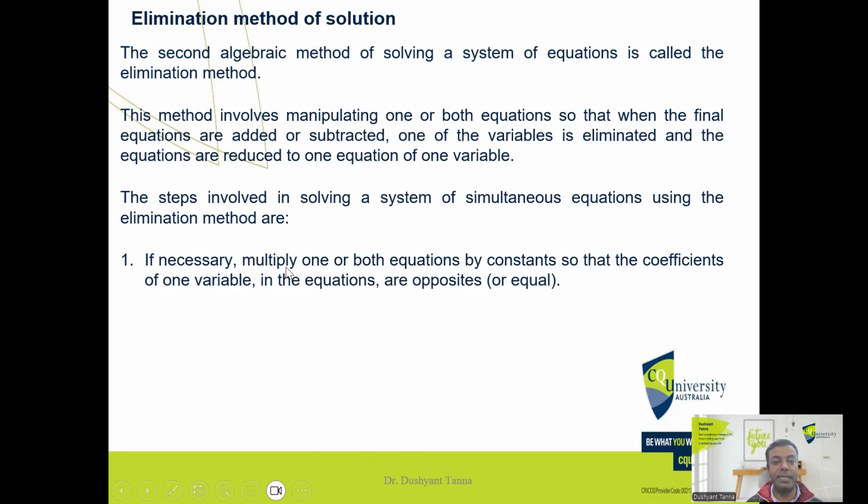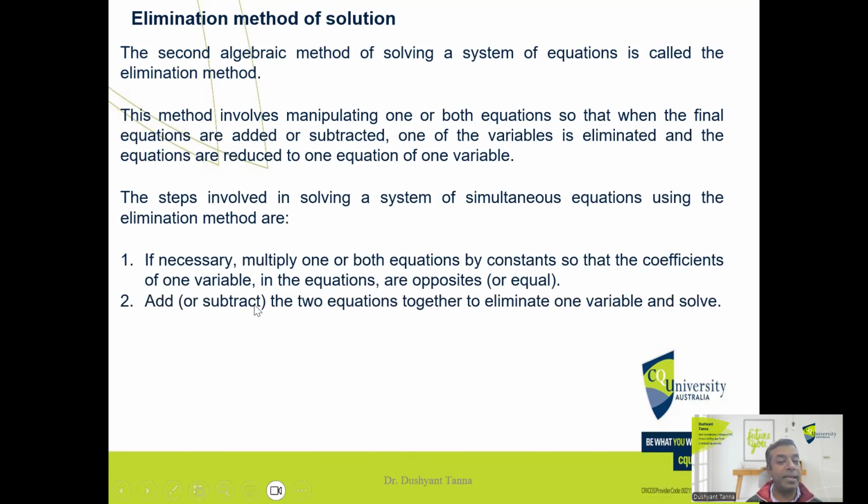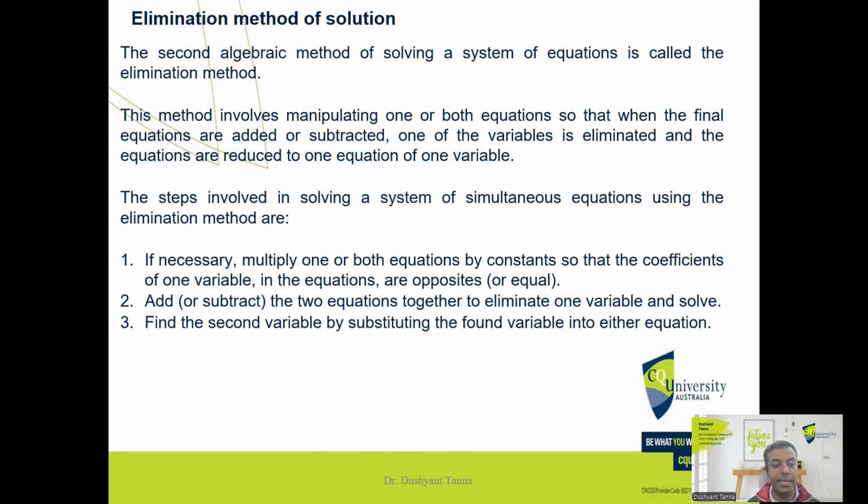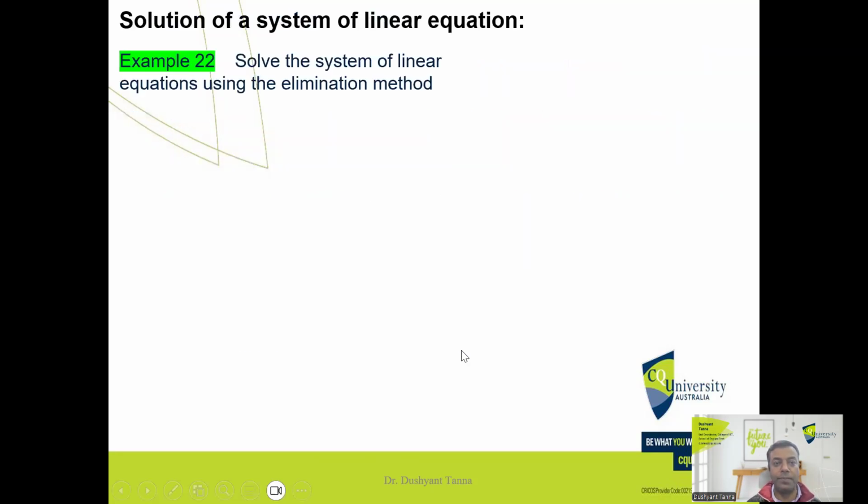So these are the steps. If necessary, multiply one or both equations by some constant so the coefficients of one of the variables are exactly the same or opposite. Add or subtract. If they are the same, you subtract. If they are opposite, you add. So that common variable will be eliminated. Then only the other variable remains. Once you have it, put it back in any of the equations to get the original value.